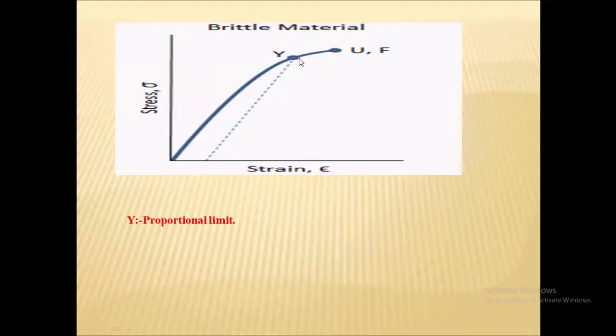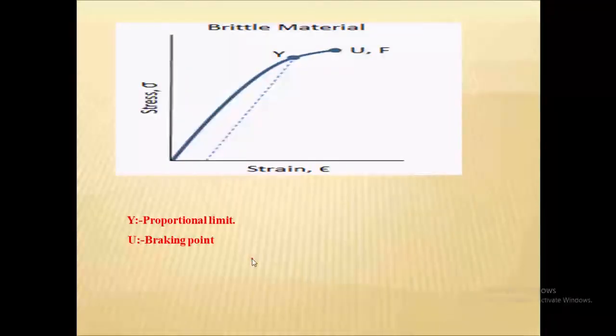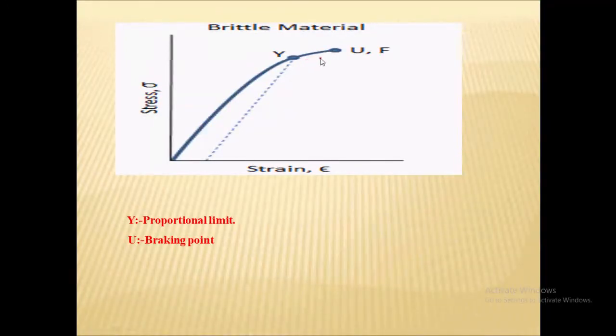And after point Y there is point U, which is the last point of the brittle material stress strain curve diagram. This point is called the breaking point, which means there is very little deformation, and after that the material will break into two pieces in case of brittle material. So the material breaks rapidly after point Y. So thank you for watching guys.